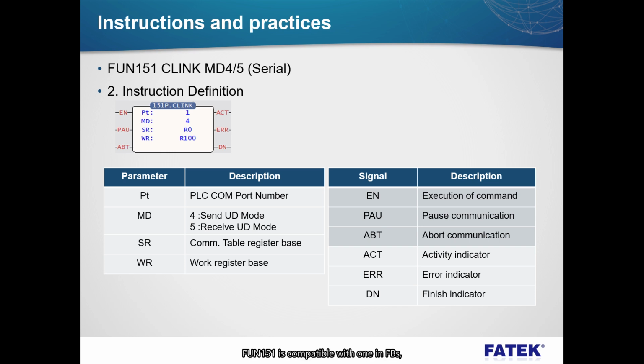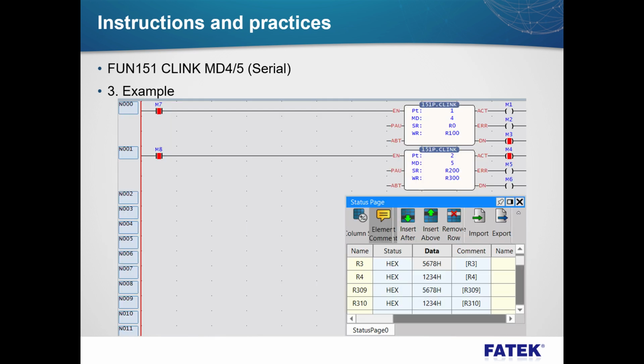Function 151 is compatible with FBs, only adding new modes MD4 and MD5 for MPLC. Here's an example. A function 151 sends 0x12345678 on port 1 with MD4 and the other receives the data on port 2 with MD5. We loop back from port 1 to port 2 to examine the process, and we can thus observe how the data is transferred from R3R4 to R309 R310 byte-wise continuously.